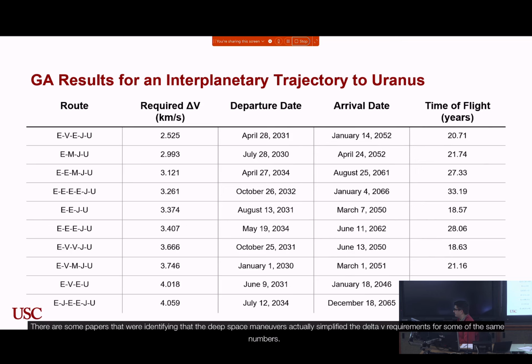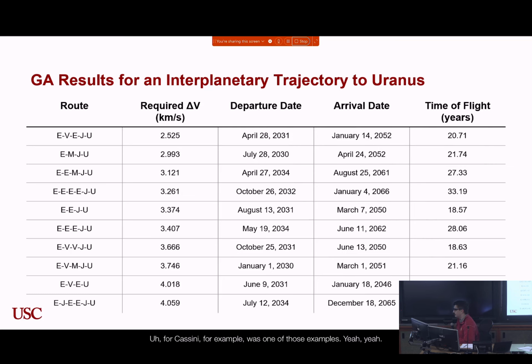There were some papers identifying that deep space maneuvers actually simplified the delta V requirements for some of these trajectories. Cassini, for example, was one of those examples. Yeah, and right now, one thing I can tell you is that there are a lot of scientists and engineers wanting to arrive at Uranus in the early 2050s. Okay, there's quite a few of those on there, actually. Yeah, it all depends on many things, funding and all that, but that's the current hope. Anyway, thank you. Of course.